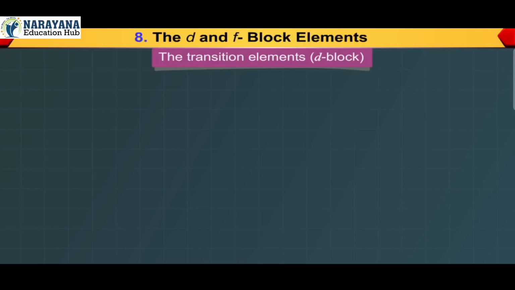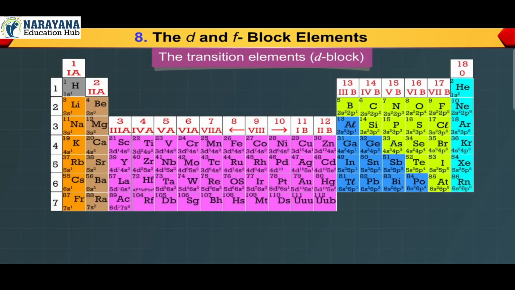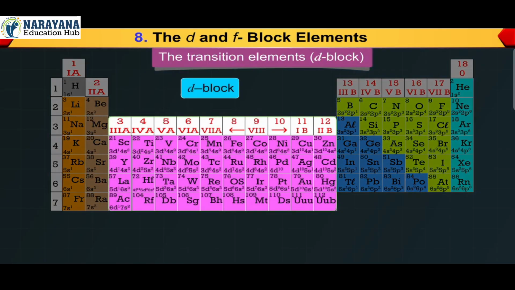The transition elements, that is D block, position in the periodic table. The D block occupies the large middle section of the periodic table, flanked between S and P blocks. Since the elements of D section lie in the middle of S and P section elements, they are named transition.